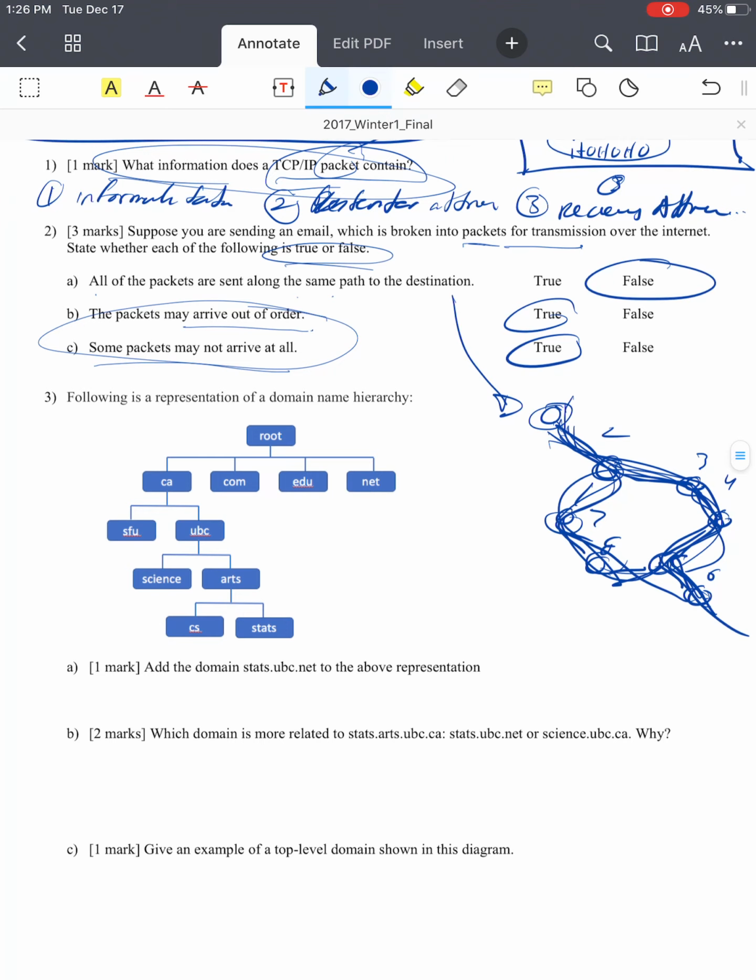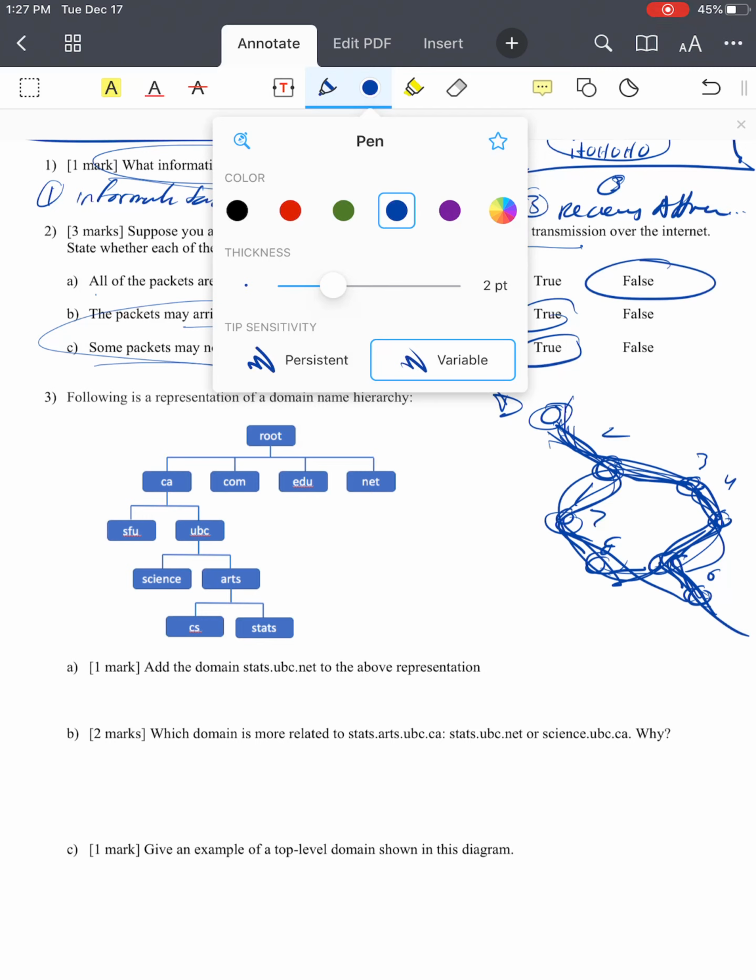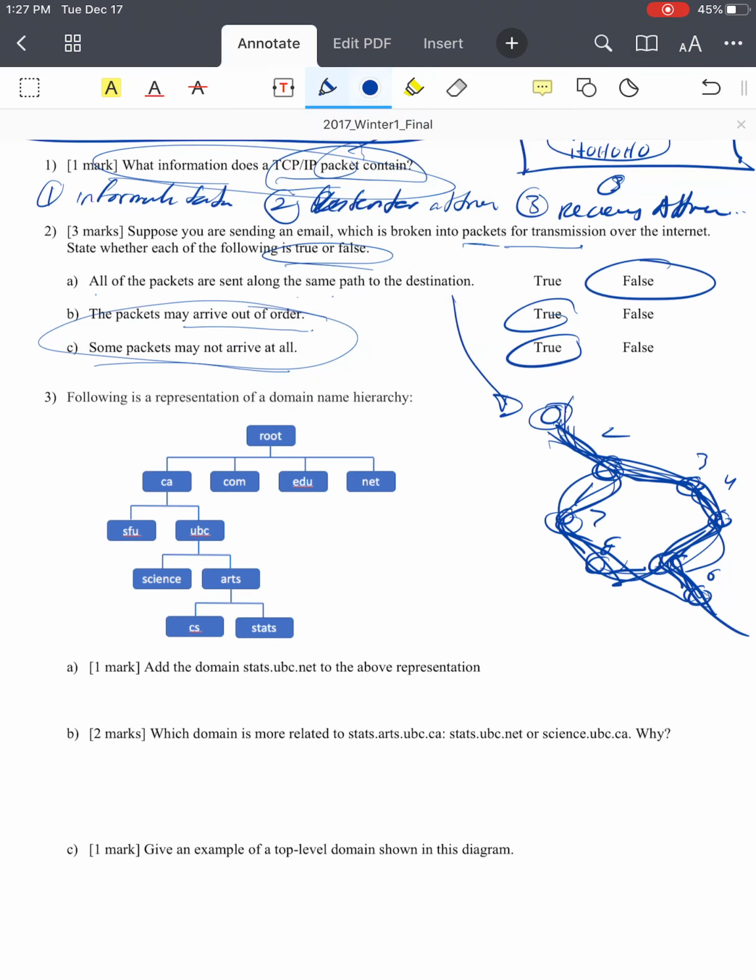Okay. Oh, domain name hierarchy. Should be fun. Add the domain stats.ubc.net to the above representation. So for this one, for some reason, I had this impulse just to draw a line from here to here, just because I saw there was already net, UBC, and stats. But that is wrong. You don't want to do that. You want to follow the hierarchy that is set out in the question. So stats.ubc.net.